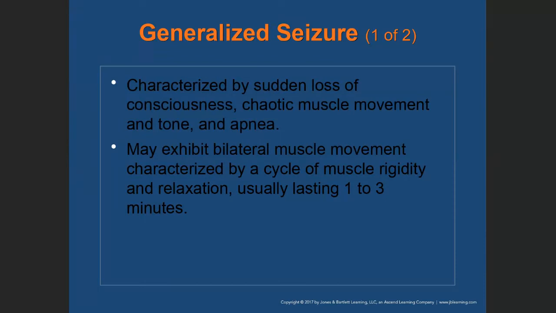Generalized seizures are characterized by a sudden loss of consciousness, chaotic muscle movement and tone, so abnormal contraction, abnormal relaxation, and during this time, they are not able to breathe properly. May exhibit bilateral muscle movement characterized by a cycle of muscle rigidity and relaxation, usually lasting 1 to 3 minutes.